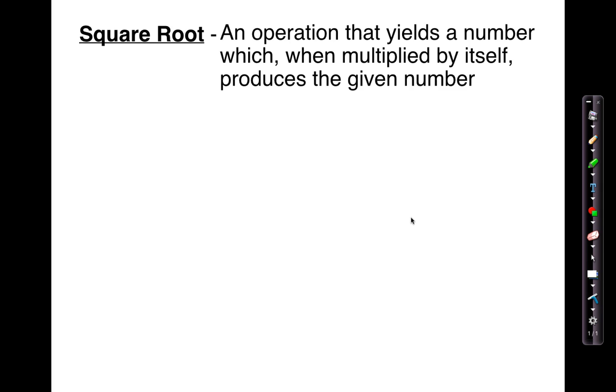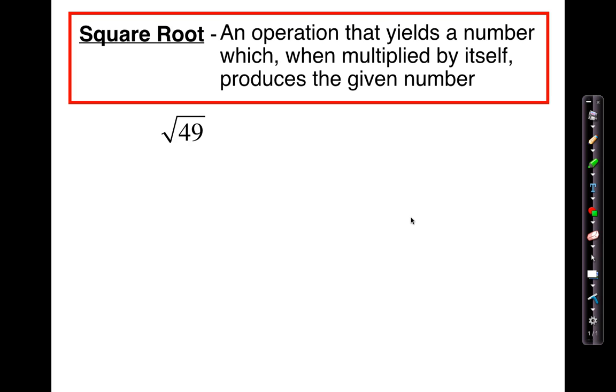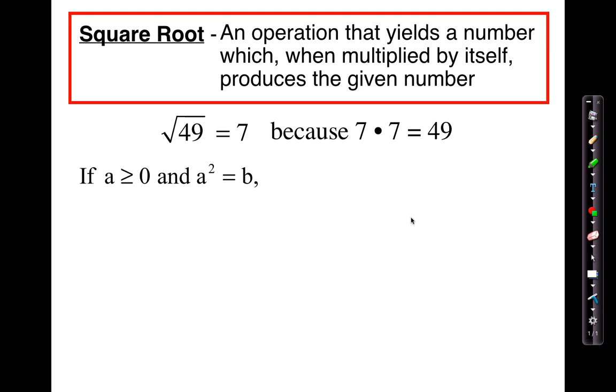Okay, so let's take a closer look into what a square root was. I kind of briefly mentioned it in the beginning, but let's go more into detail. Again, it's basically an operation that yields a number which, when multiplied by itself, produces that given number. So in other words, if you square it, you should get the number within that square root. So again, square root of 49, it's going to be 7. And how do I know this? Because 7 times 7 is 49. Now, if a is greater than or equal to 0, and if I square it, it equals b, therefore a is the square root of b.